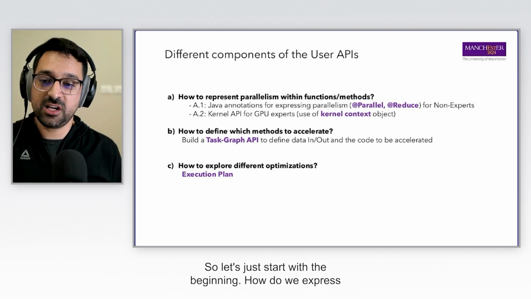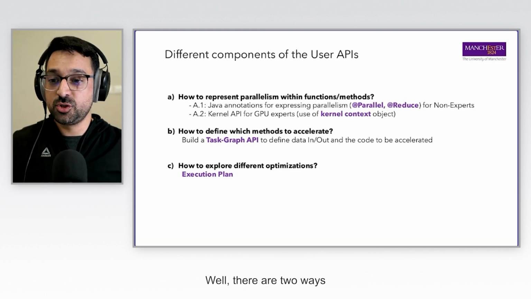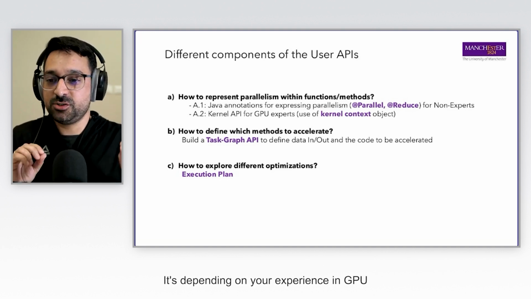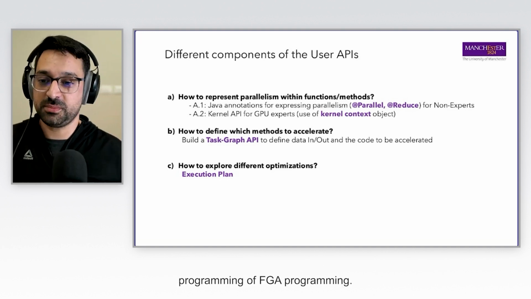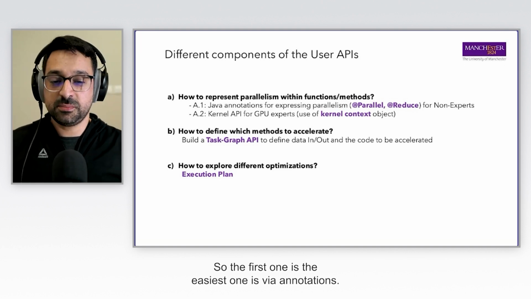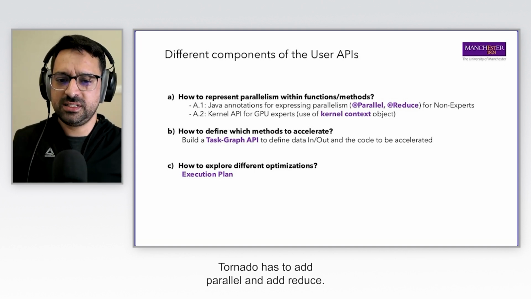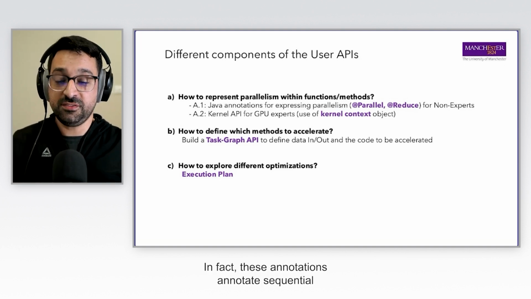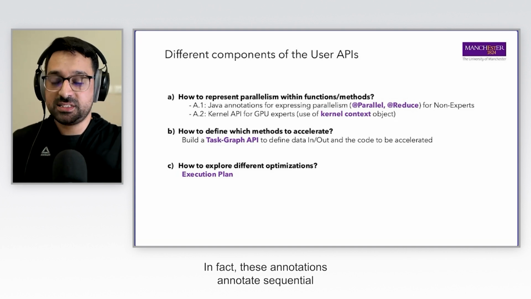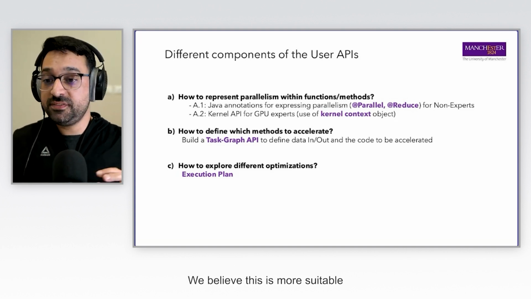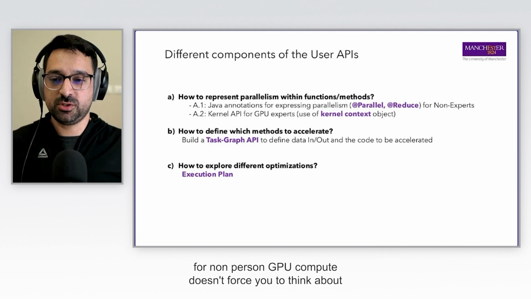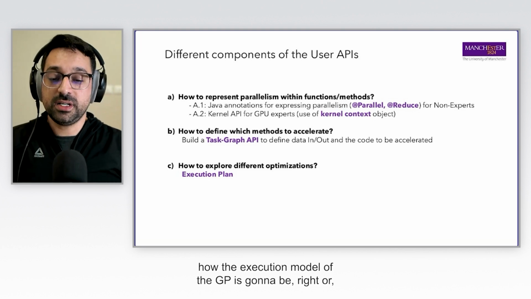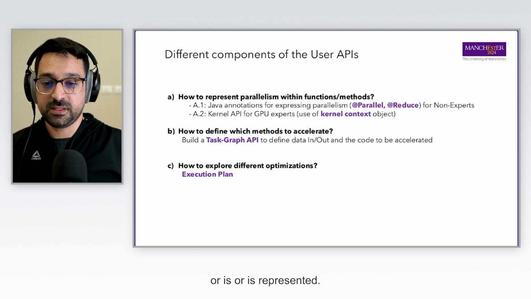So let's start from the beginning. How do we express parallelization in Tornado? Well, there are two ways, and as a developer, you can choose. For Tornado itself, it doesn't matter what you choose, okay? It depends on your experience in GPU programming or FPGA programming. So the first one is the easiest one, via annotations. Tornado has two: @Parallel and @Reduce. If you're coming from OpenMP or OpenACC, this looks very familiar to you. In fact, these annotations annotate sequential Java code, right? We believe this is more suitable for non-experts in GPU compute. It doesn't force you to think about how the execution model of the GPU is going to be represented.